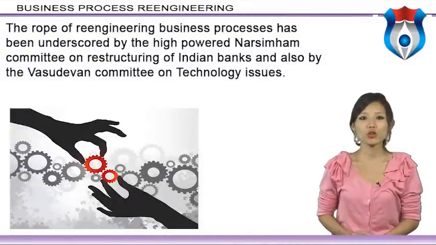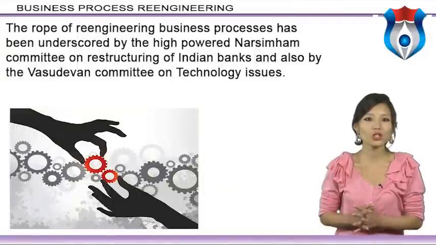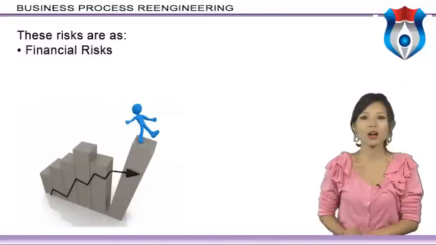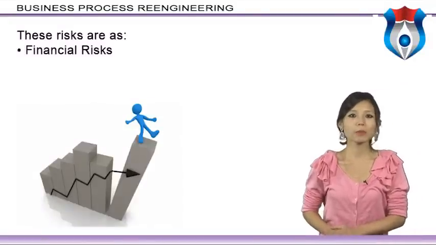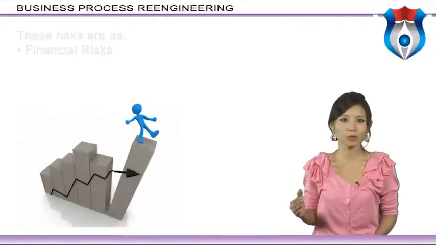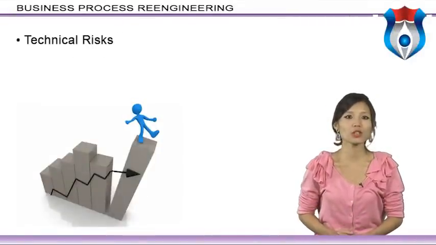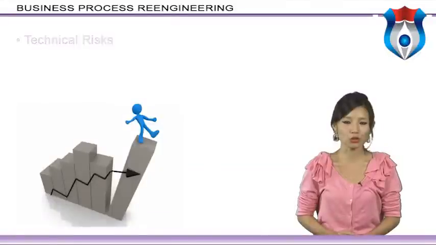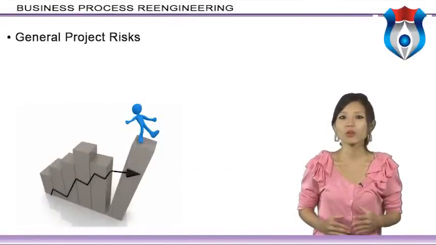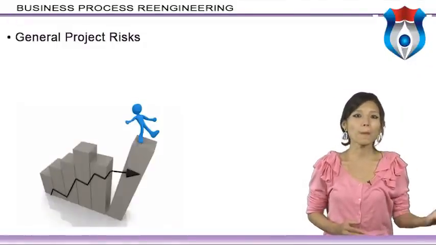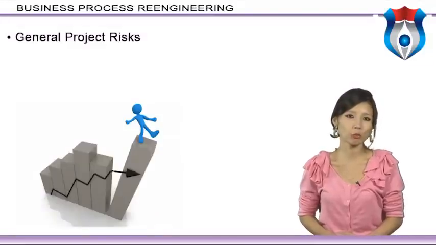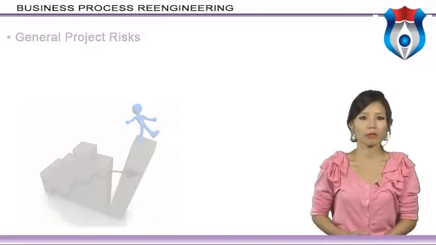Process reengineering initiatives are undertaken with a view to achieving drastic improvements in the business process results. These risks are as follows. Financial risk: BPR projects are undertaken with a view to getting high returns on investment. Technical risk: BPR projects are based on the use of information technology. General project risk: the organization taking up process reengineering may not have the competence to implement the solution it is seeking, or the BPR team which is entrusted with the project may not perform to the desired level.